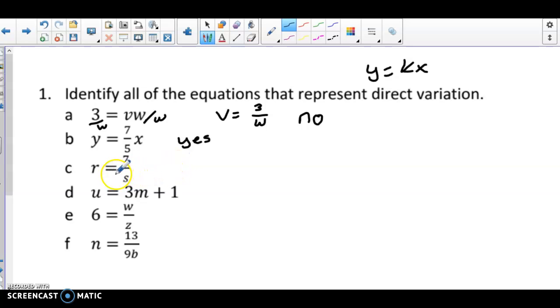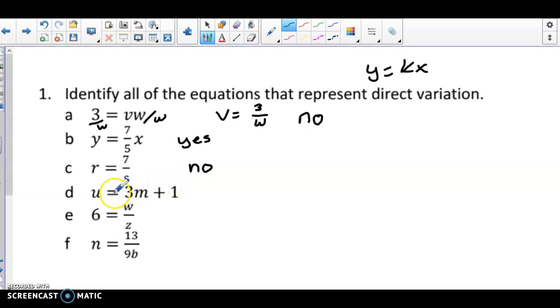So I'm going to look at C now. I have two variables. It is already in a form that I can use. I have r equals 7 divided by s. So in this, my constant is 7, and my variables are r and s. Now this doesn't look like my y equals kx because my k is being divided by one of my variables, not multiplied. So this is another inverse variation, and I'm going to say no for C.